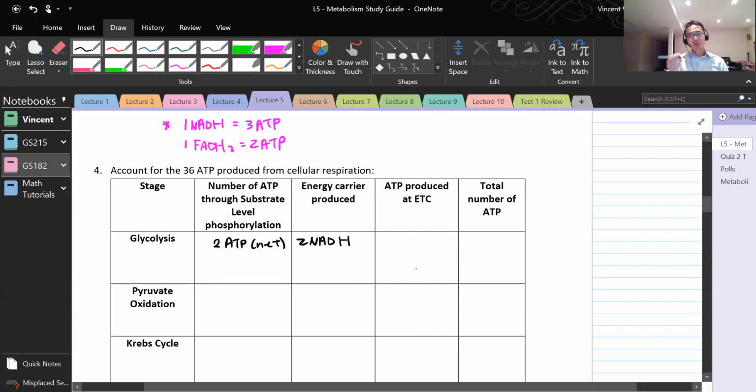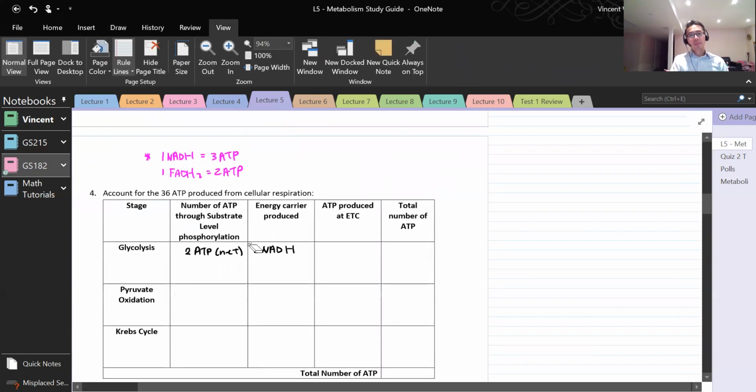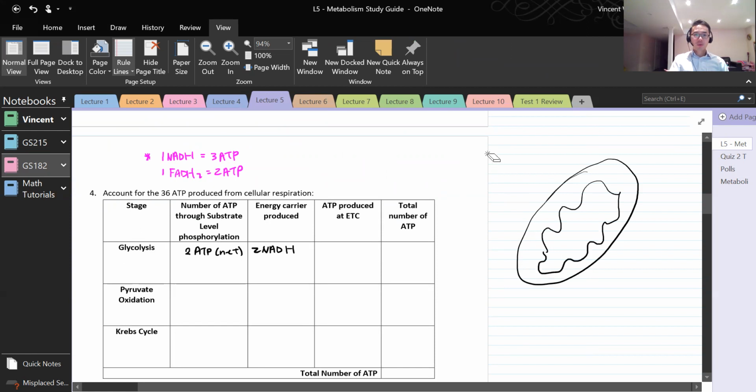Now there's a little bit of a caveat here. We get a little bit of a catch here. These NADH are produced in the cytoplasm. Remember, glycolysis happens in the cytoplasm. These happen in the matrix. So let me just redraw this for you. You don't have to redraw, you can just watch. So in the glycolysis, the NADH that you produce will be in the cytoplasm, and there are 2 NADH from the glucose.